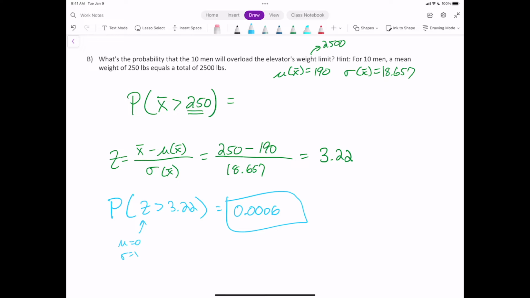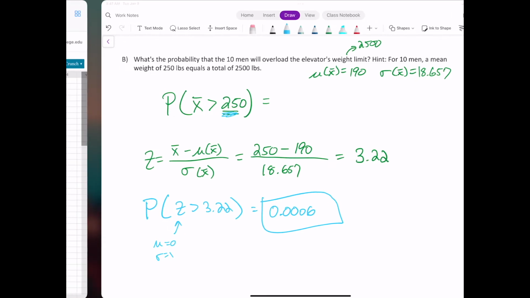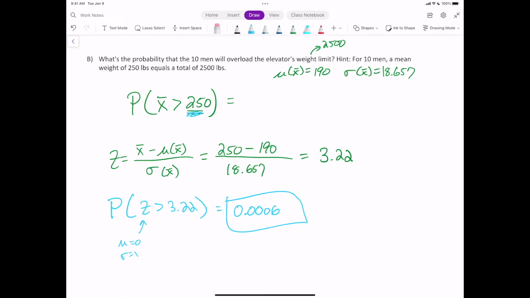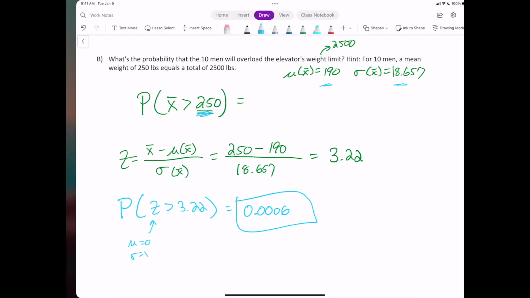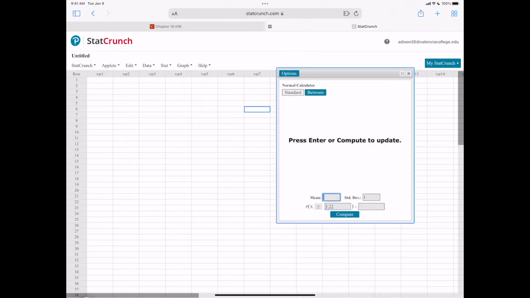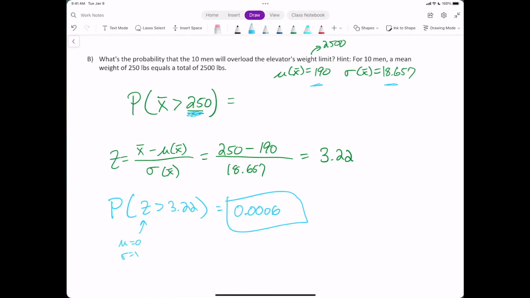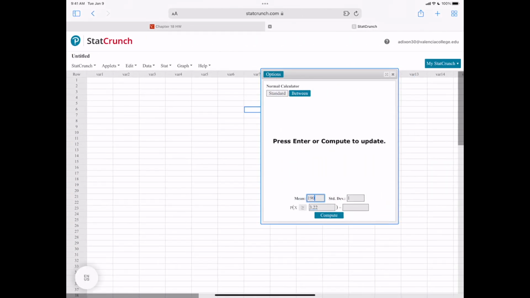Or let's say you didn't want to do that. What we could do is go directly and use this information: the population mean and the standard deviation for the sampling distribution. So another way is, our mean was 190 and our standard deviation was 18.657.